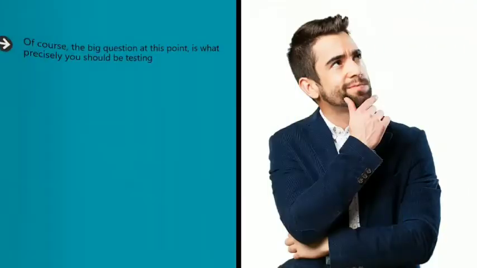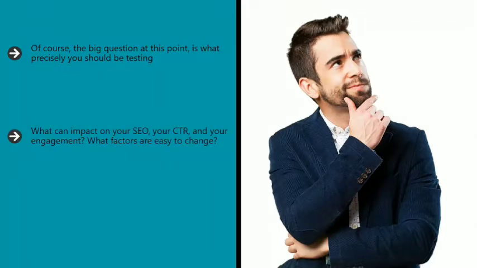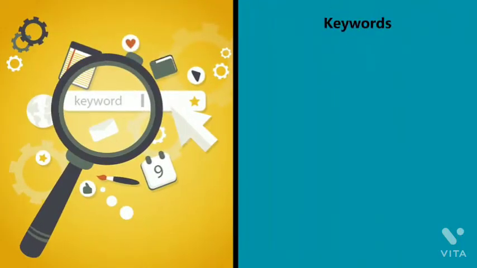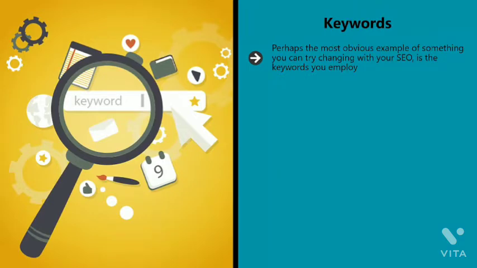What to test? Of course, the big question at this point is what precisely you should be testing. What can impact on your SEO, your CTR, and your engagement? What factors are easy to change? Here are some of the best options to think about when deciding what you want to change. Keywords. Perhaps the most obvious example of something you can try changing with your SEO is the keywords you employ.